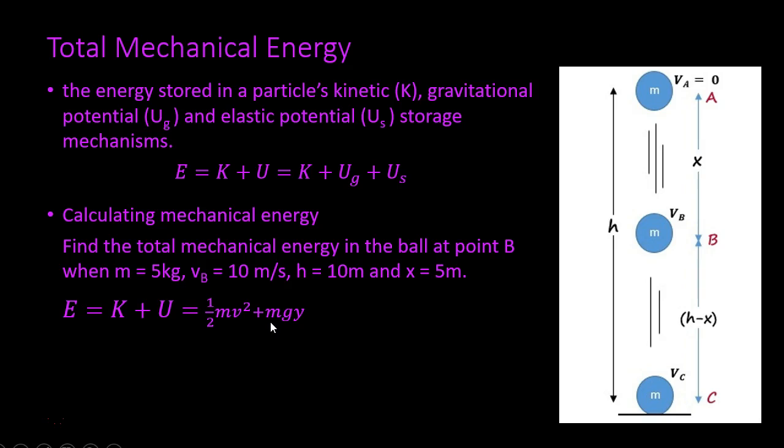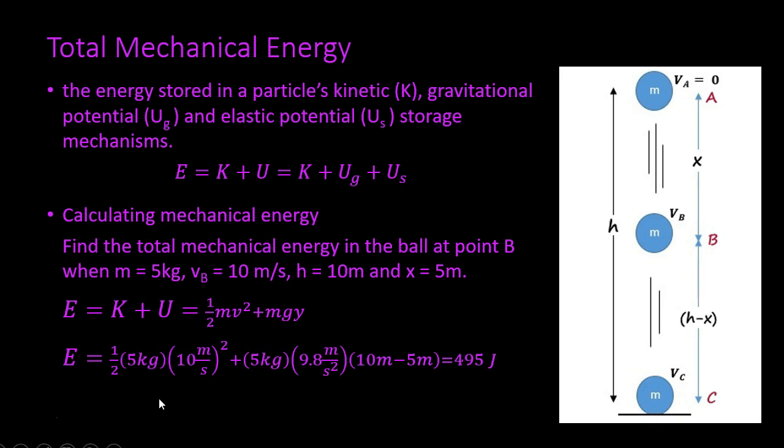And the gravitational potential energy is the mass times the strength of the gravitational field times the distance above or below the reference point. And in this case, we made the ground the 0 reference point. Notice we do not have any elastic potential energy. Well, we go ahead and plug in our numbers, and we find that at point B, the ball has 495 joules of total mechanical energy.